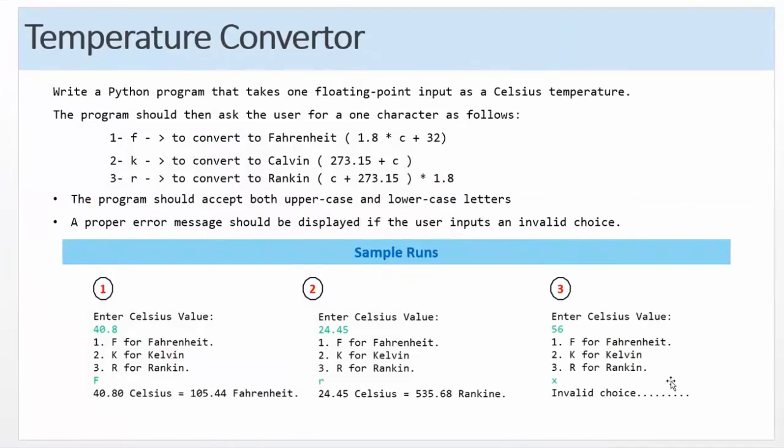In this program, we are asked to enter our value in Celsius temperature. Then we need to show the value in one of three possible temperature systems: Fahrenheit, Kelvin, and Rankine. You see the formulas, how to convert from Celsius to Kelvin and to Rankine. However, what's important here is the way we need the program to run.